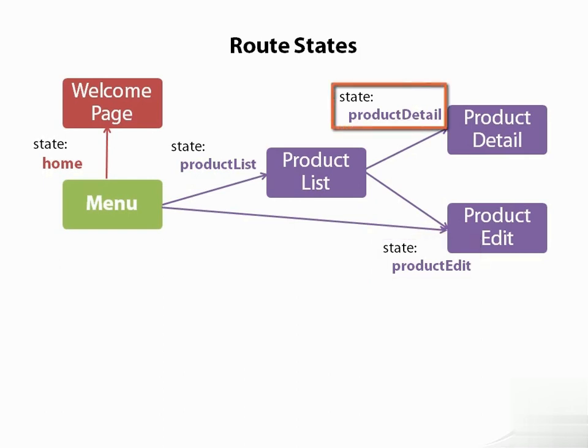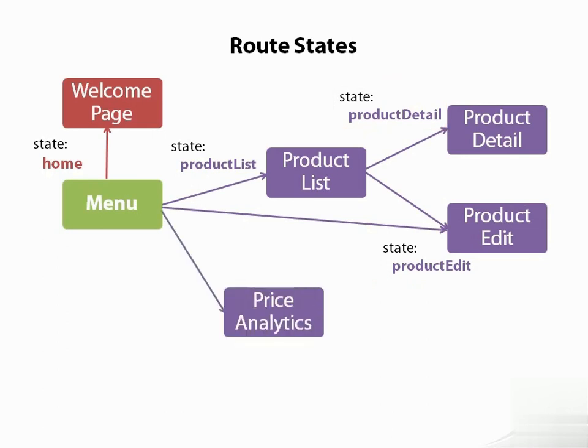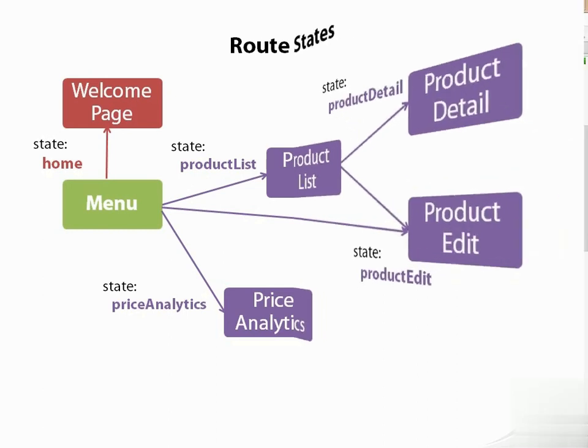There is a product detail state, which is used by the product list to view the details for a specific product. We want to add a new route state that displays the price charts. We'll call it Price Analytics. Let's add that state now.